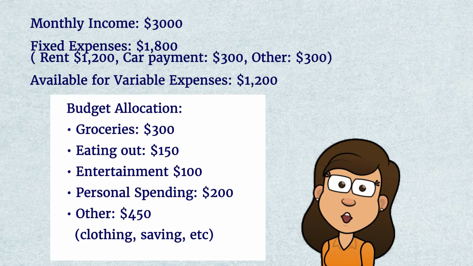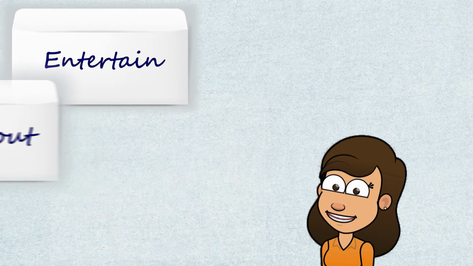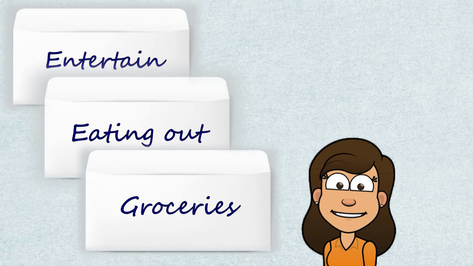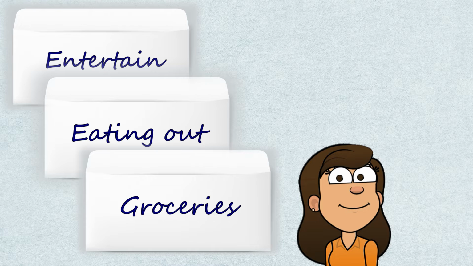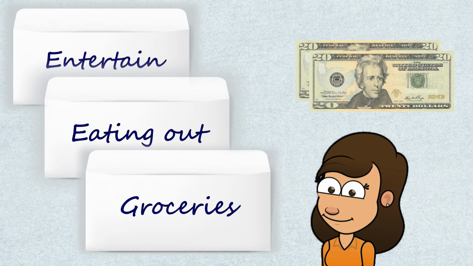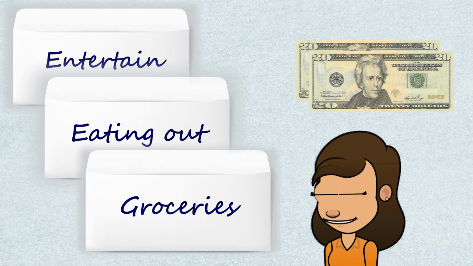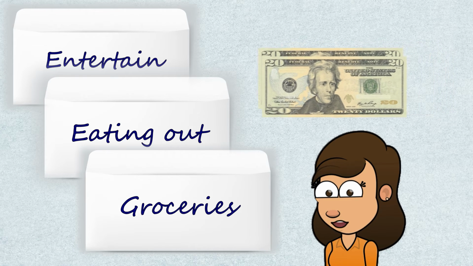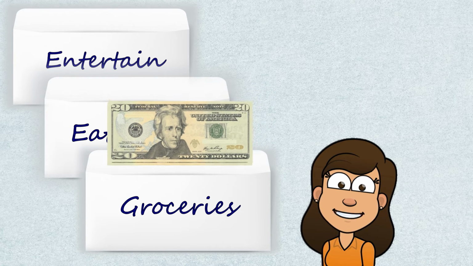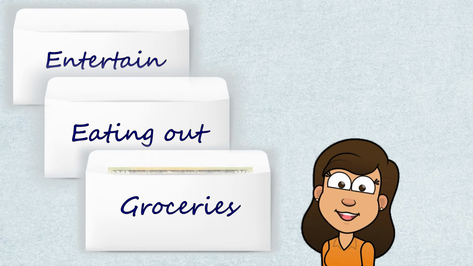Now for the fun part, labeling your envelopes. You'll want one for each spending category. And then, when you get paid, withdraw the total amount you've allocated for your variable expenses in cash. For example, if you've budgeted $300 for groceries, $150 for eating out, and $100 for entertainment, take out $550 in cash. Divide the cash into the corresponding envelopes: $300 into the groceries envelope, $150 into eating out, and so on.